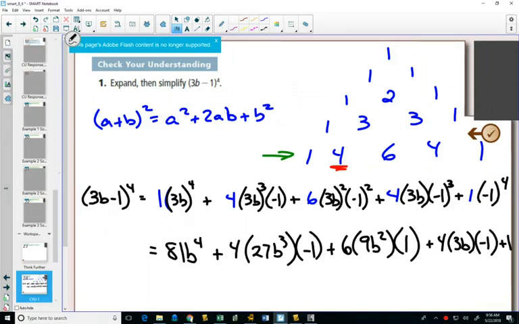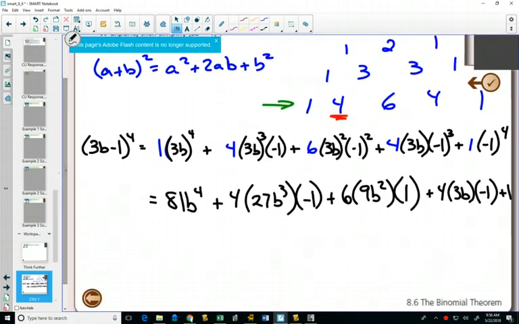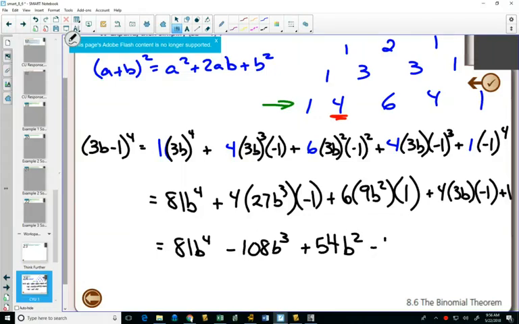Now I can multiply and simplify further. The first one's already done. The second one, I'm going to have to go 4 times 27. That's going to give me 108 times a negative 1, so it's going to be negative 108b cubed. 6 times 9 is 54b squared. 4 times 3 times a negative 1 is negative 12b plus 1. So now we have expanded this completely, and we've simplified it.